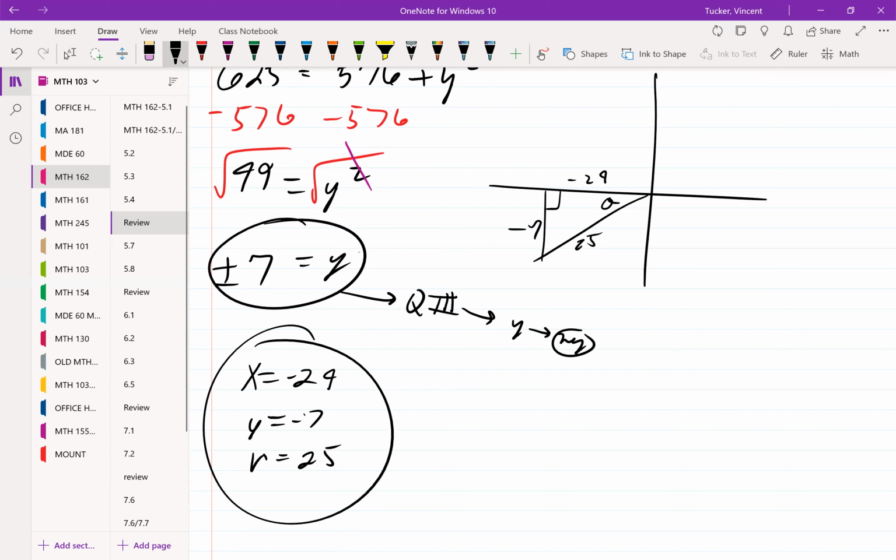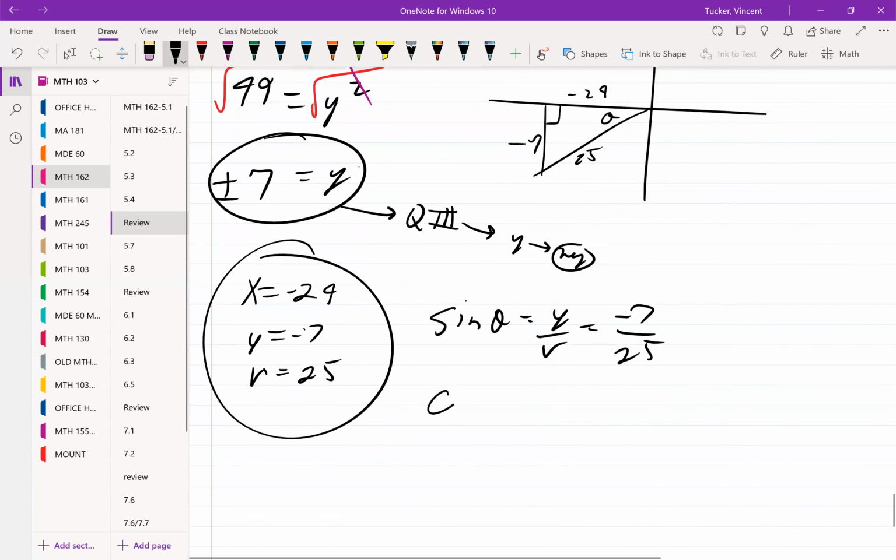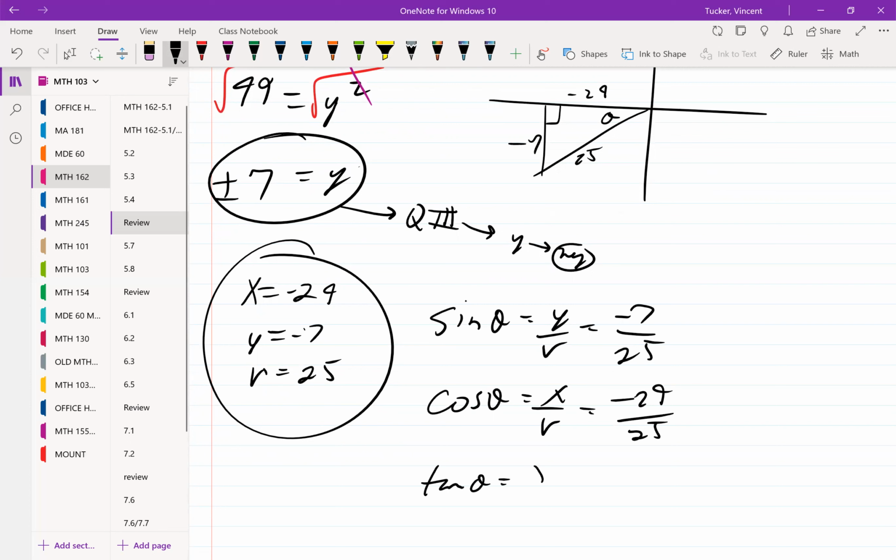All right. So once you get here, it's pretty much just plugging in accordingly. We know sine is going to be y over r, so it's negative 7 over 25. They gave us cosine, which was negative 24 over 25. And then tangent, y over x, which is negative 7 over negative 24, positive 7 over 24.